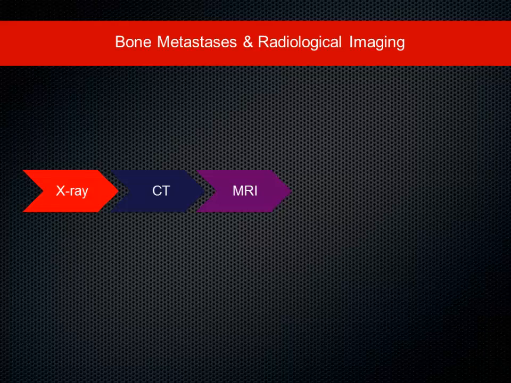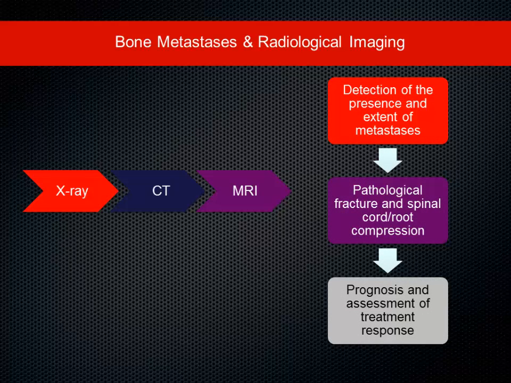So to summarize, what is the role of radiological imaging? It helps in detecting the presence and extent of metastasis. It helps assess the complications related to metastasis, and it is also useful in assessment of prognosis and treatment response in patients with malignancy.